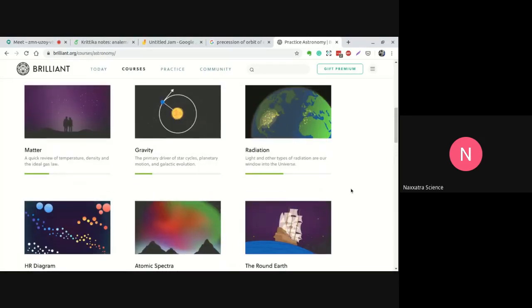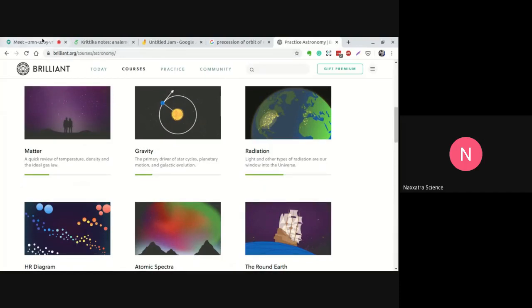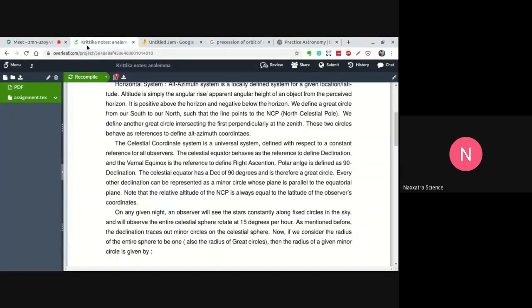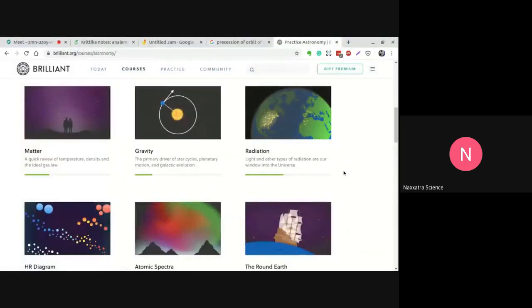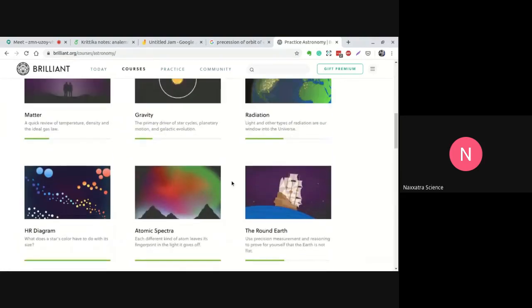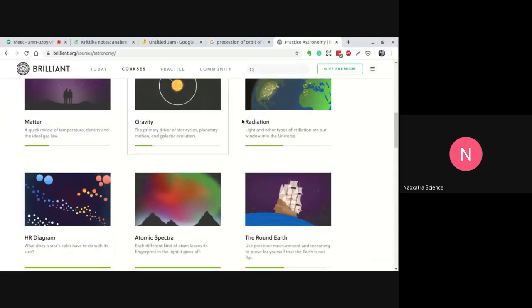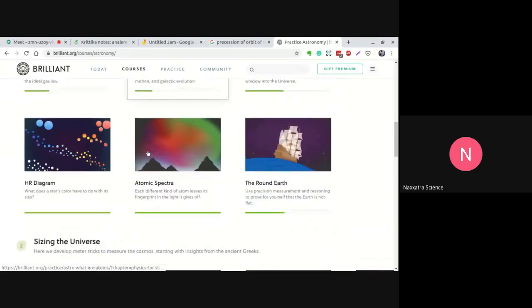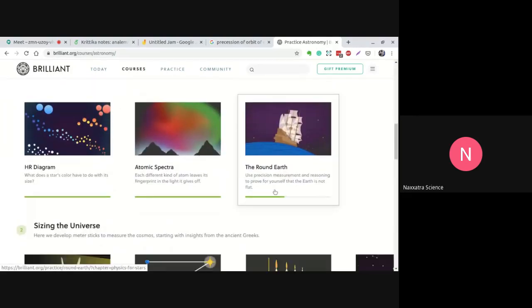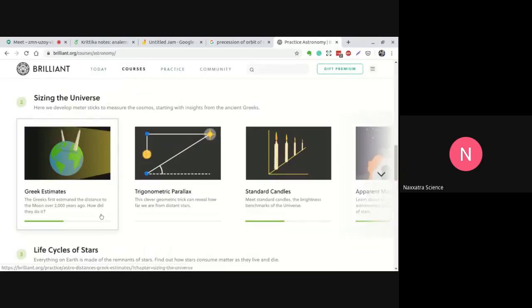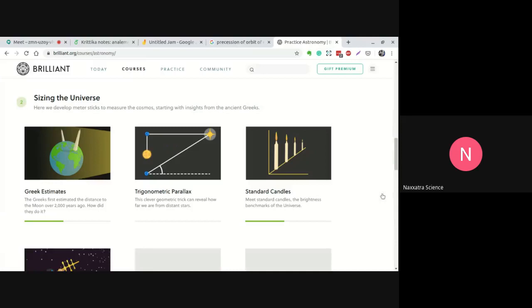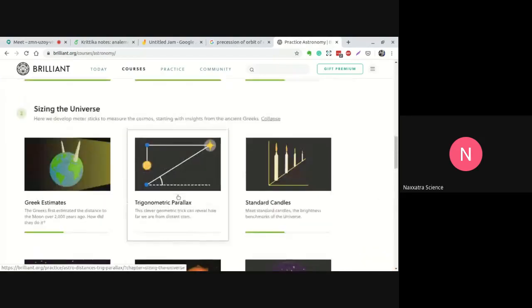All right. So what I can do is I'll put another intern in charge, so she can host another session in the week where you can just solve the Brilliant problems as well. So we'll also be doing this. So a few important aspects are gravity, HR diagram, atomic spectra is important. Then we'll be talking about, this is a very interesting thing, Greek estimates. Yeah, all of these are important. Okay.